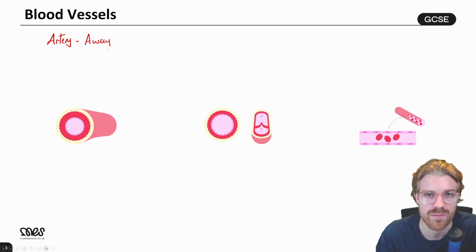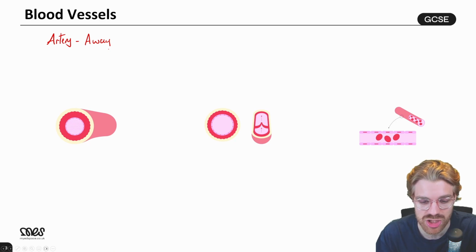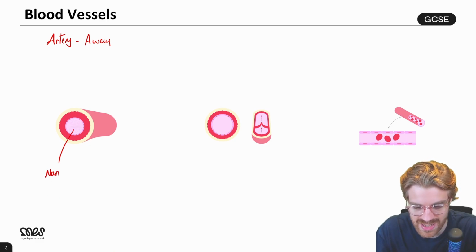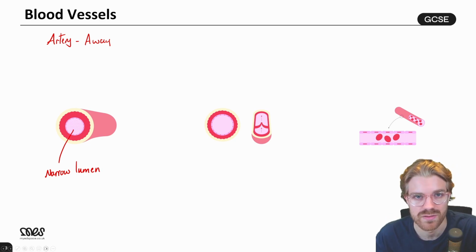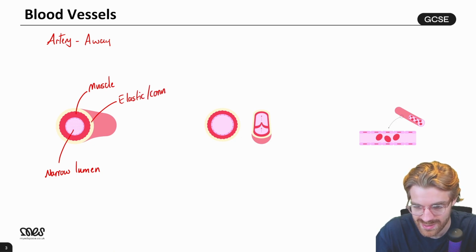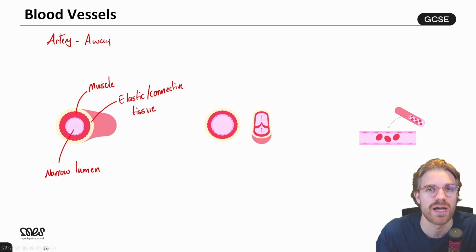Because it is coming away from the heart, it's going to be at high pressure. And in order to maintain that high pressure, so that the blood is transported all the way around the body, the arteries have a narrow lumen. The lumen is the hole down the middle of the blood vessel. As well as the narrow lumen, it has a thick layer of muscle and a thick layer of elastic or connective tissue. Now, the muscle and the elastic tissue are there to withstand that high pressure.